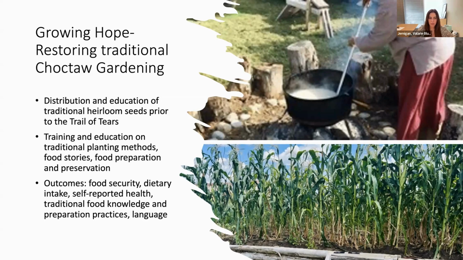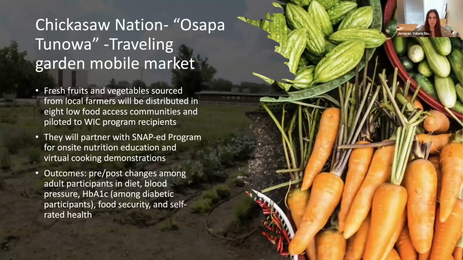So the outcomes that Choctaw Nation are testing: food security, dietary intake, self-reported health, traditional food knowledge, and preparation practices, and Choctaw language. Chickasaw Nation is implementing the traveling garden market, where fresh fruits and vegetables sourced from local farmers will be distributed in 8 low food access communities within Chickasaw Nation.